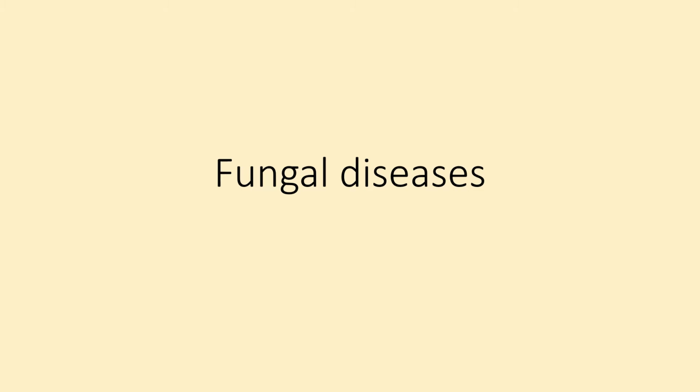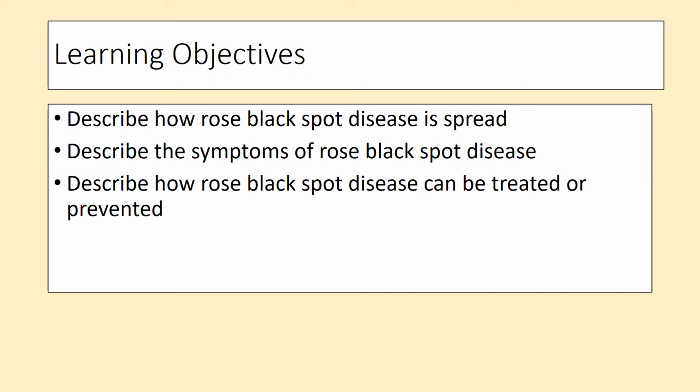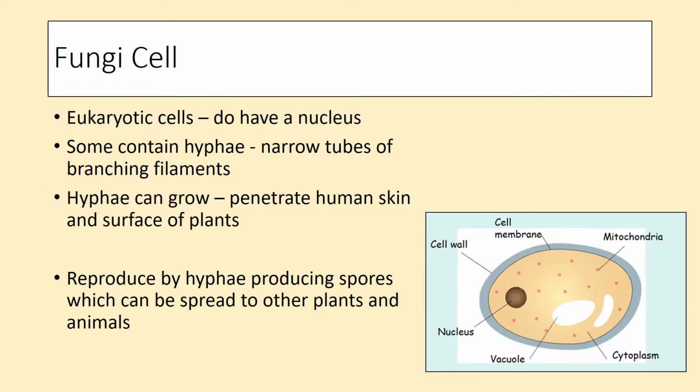We are now going to look at fungal diseases and how they can be prevented or treated. Just remember, a fungi cell is eukaryotic, so it does contain a nucleus, which makes it different to a bacteria cell. And some fungi cells do contain hyphae, which they use to reproduce and produce spores.